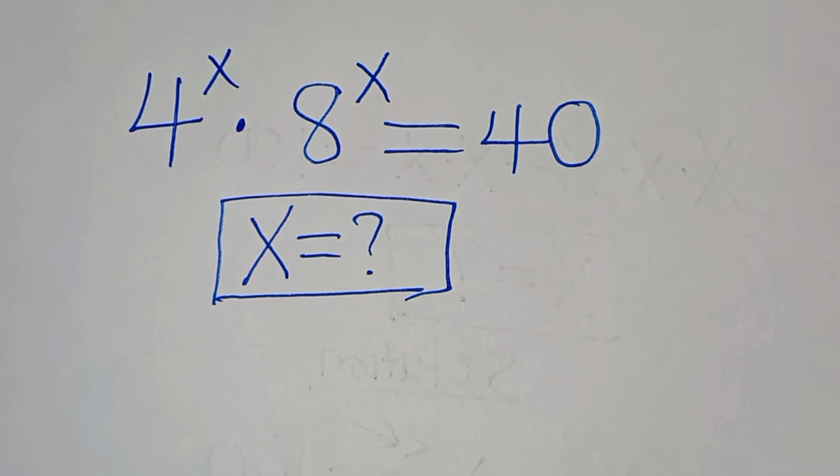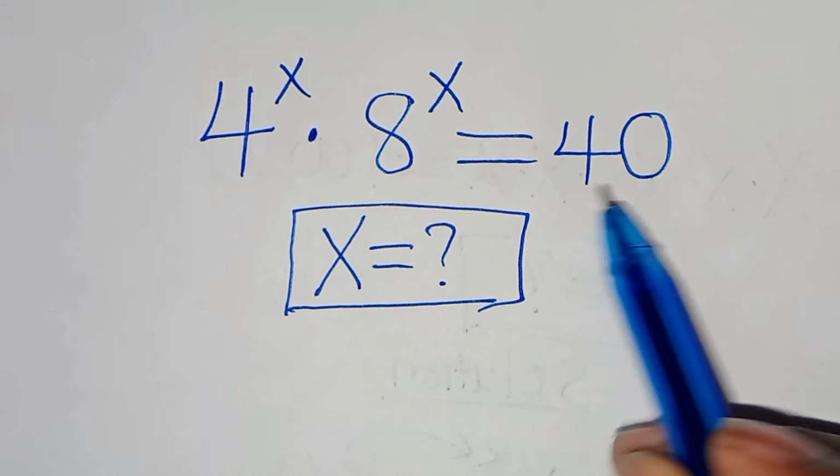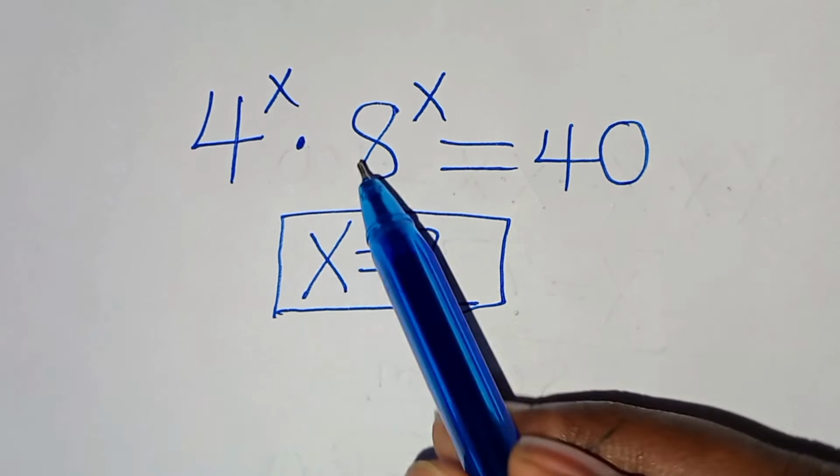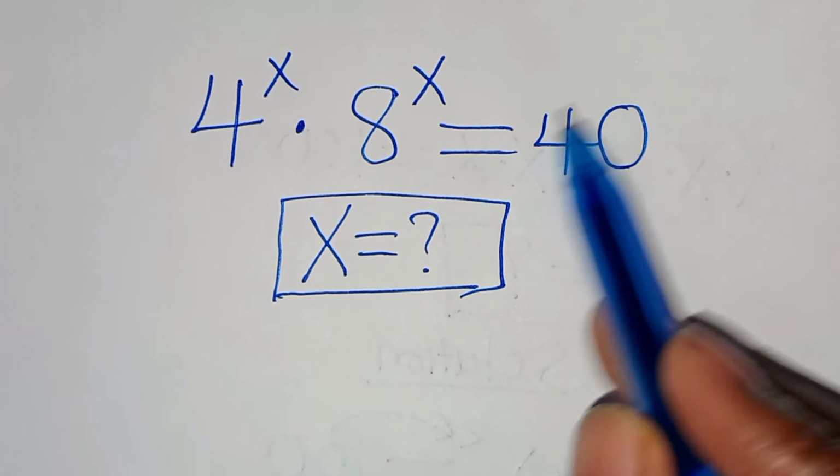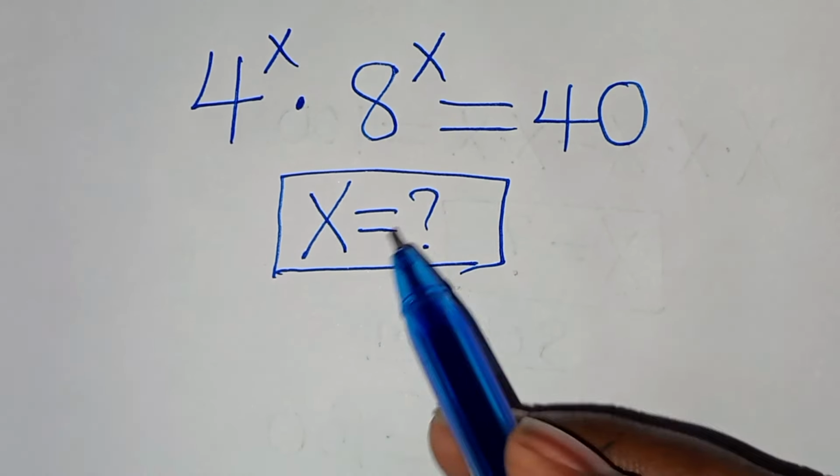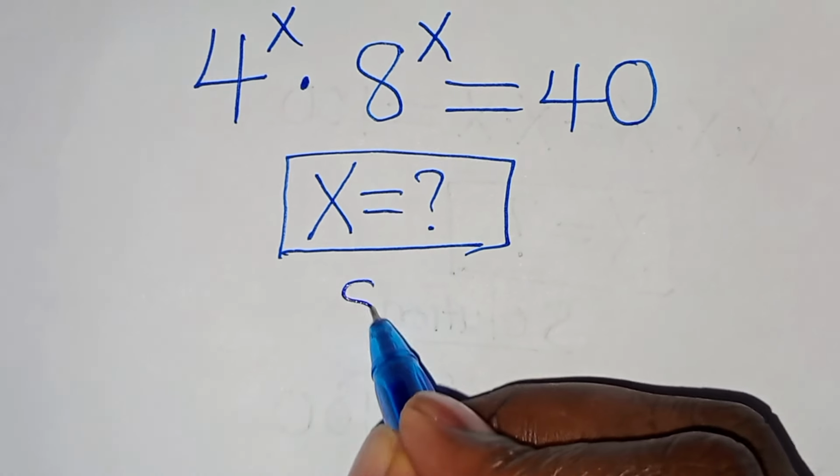Hello everyone, you're welcome to solve this nice exponential equation, which is 4 to the power of x multiplied by 8 to the power of x. This is equal to 40. So what is the value of x? Now let's provide a solution from here.